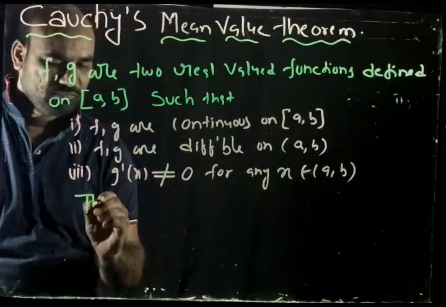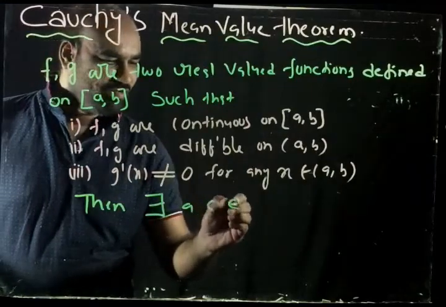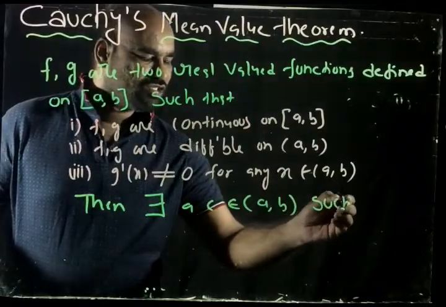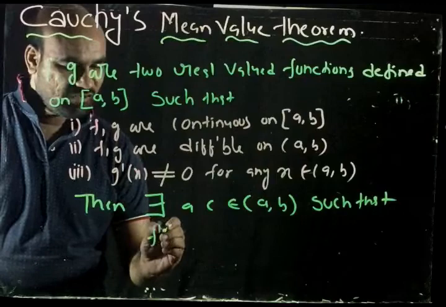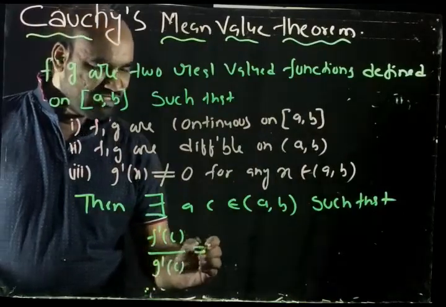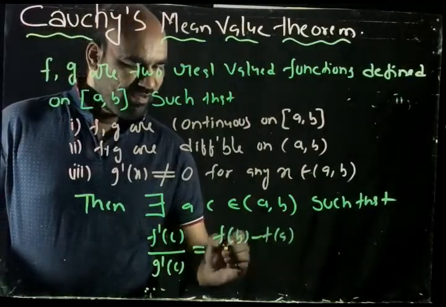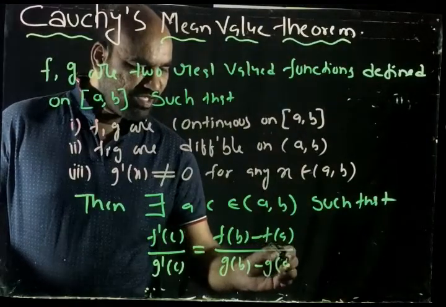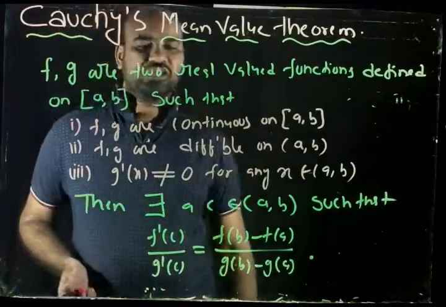Then there exists a c belongs to open interval a comma b such that f dash of c by g dash of c is equal to f of b minus f of a by g of b minus g of a. This is the statement of Cauchy's mean value theorem.